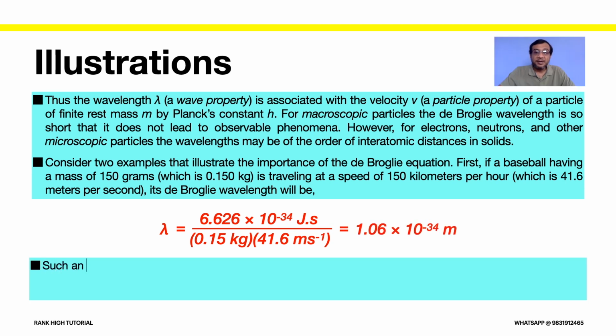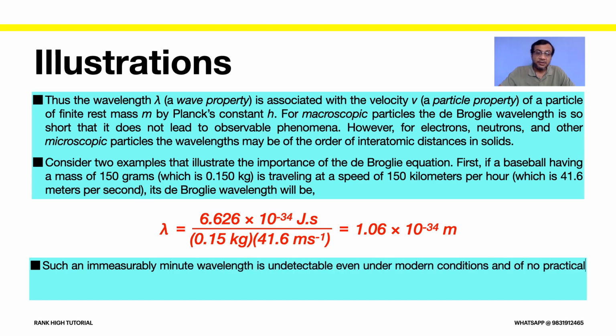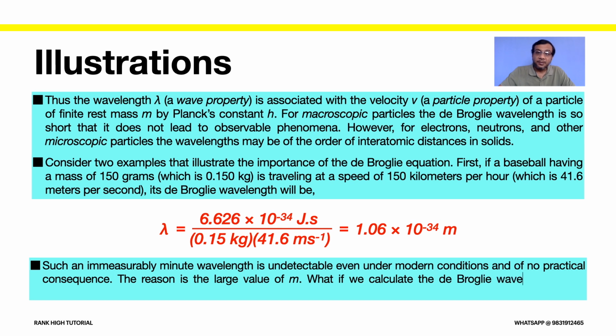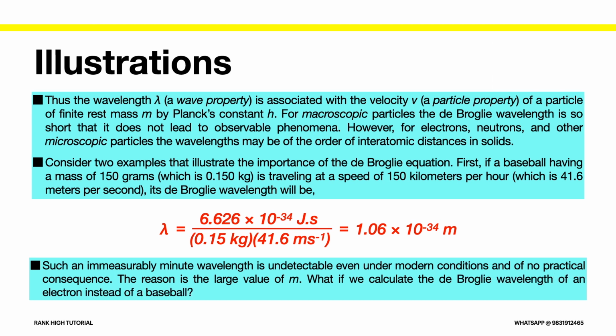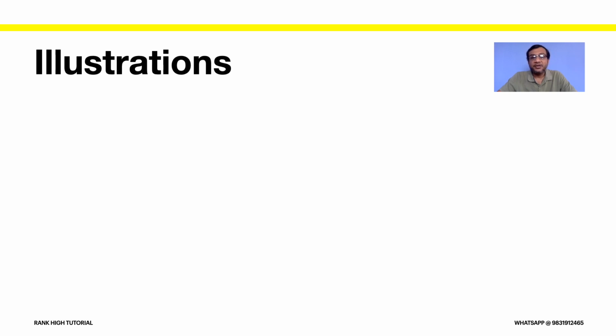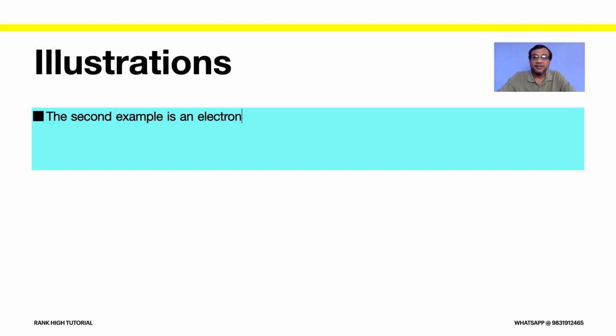Such an immeasurably minute wavelength is undetectable even under modern conditions and of no practical consequence. The reason is the large value of m. What if we calculate the de Broglie wavelength of an electron instead of a baseball? In the second example, there is an electron, which is much smaller than a baseball.